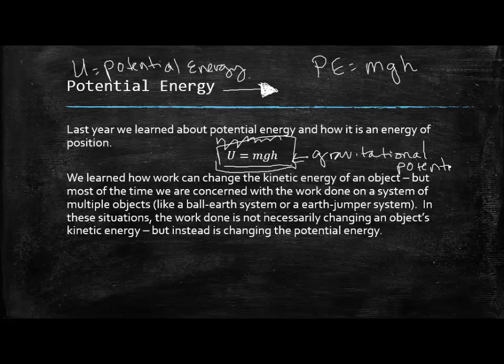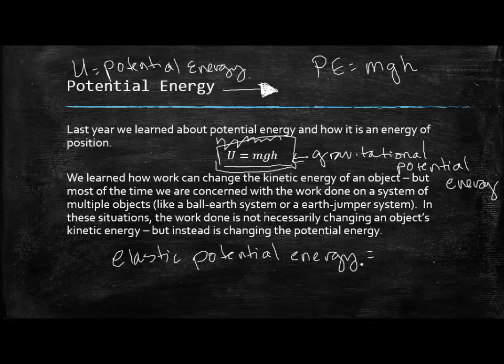There was another kind of potential energy we talked about last year called elastic potential energy. And that's the potential energy that is stored in springs and things that bounce. So with elastic potential energy, which is oftentimes denoted as, I think it's UK or UX sometimes, but that is 1/2 kx squared.